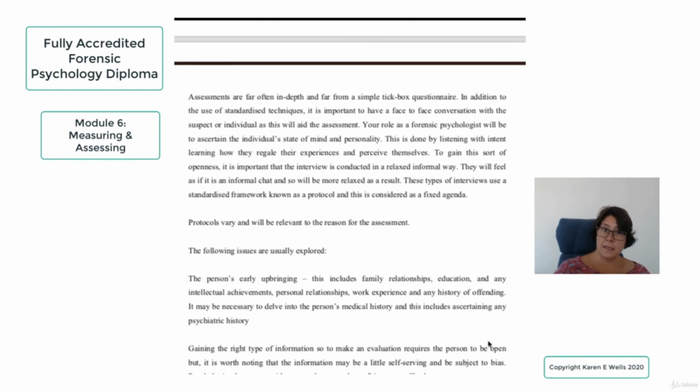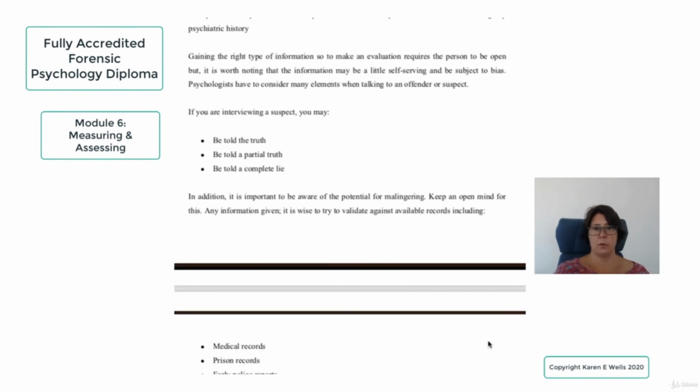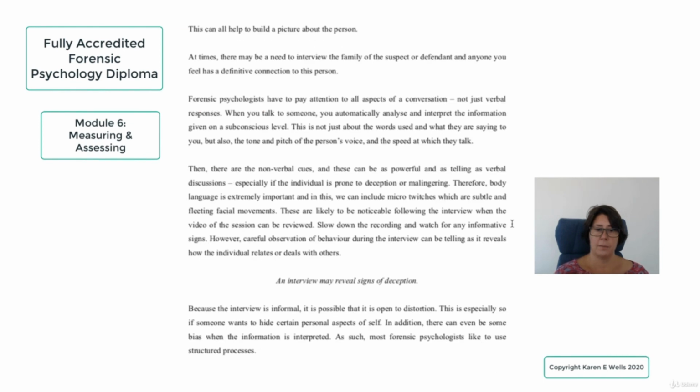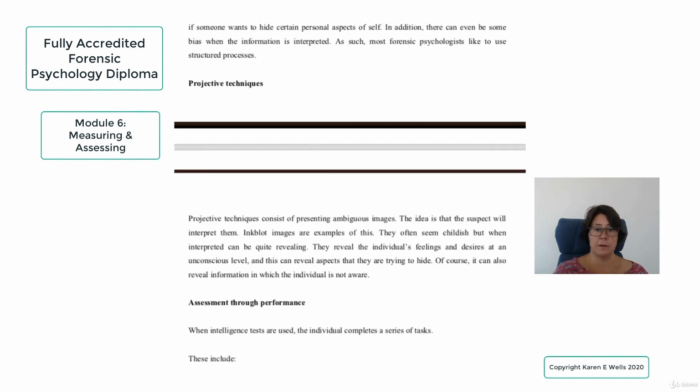The fourth is interviewing. So you might be told the truth, you might be told a partial truth, you might be told a complete lie. So that's important to look at the interviewing there.